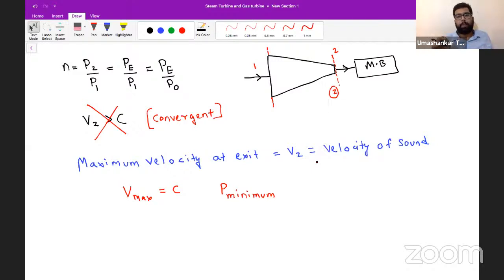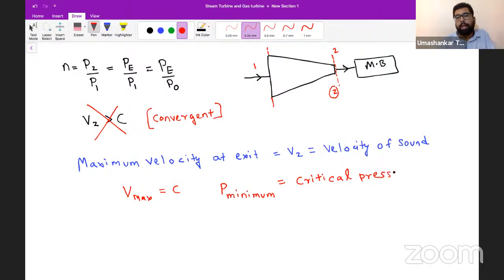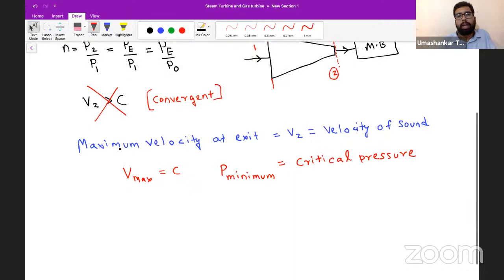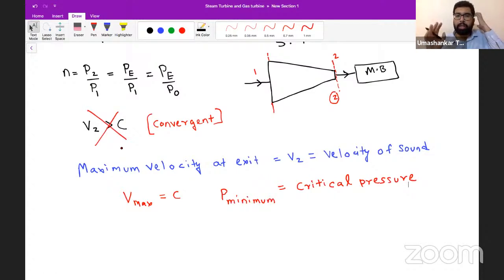From a certain value. So the minimum pressure we attain in a convergent divergent nozzle is what we call the critical pressure. And at this critical pressure, if we find the pressure ratio, we will call it the critical pressure ratio. So if I summarize, in a convergent nozzle, we increase the velocity, but we can't increase it above the velocity of sound.